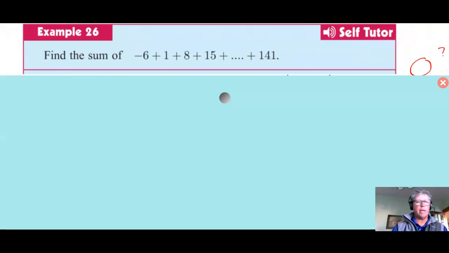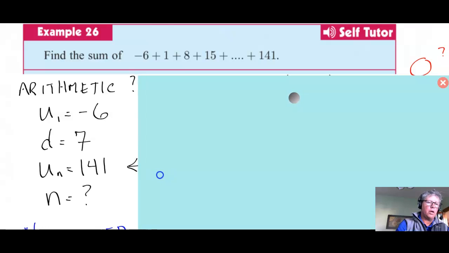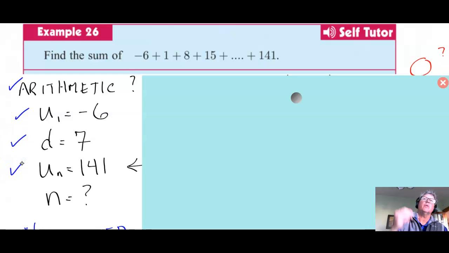So let's do another example. We're going to find the sum of an arithmetic series. Starts with -6. And in this case, what do we know? We know it's arithmetic. It goes up by 7 every time. We know the first term. We know the constant difference. We know the nth term. In this case, we don't know what term number that is. So that's the one that's kind of like, dang, don't know what that is.